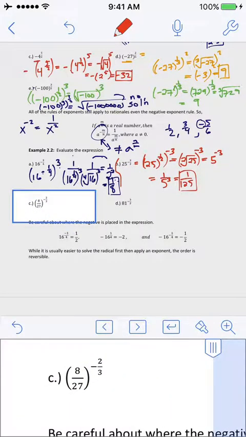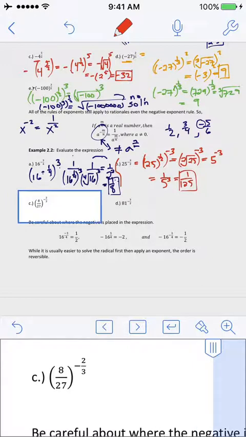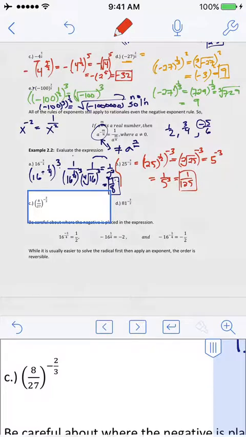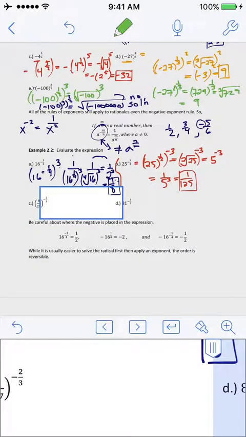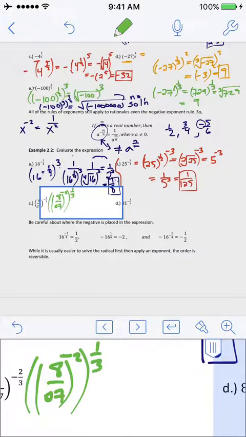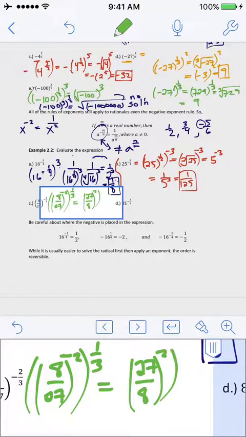Let's see what happens in C. All right, I've got 8 over 27 to the negative 2/3. I will consider this in a couple different steps. So I've got 8 over 27 to the, let's say, negative second, to the 1/3. So this time I put the fraction on the outside. Okay, cool. And then let's take the negative first. So that flips the fraction, 27 squared over 8 squared, to the 1/3, right? So I took care of the negative first.